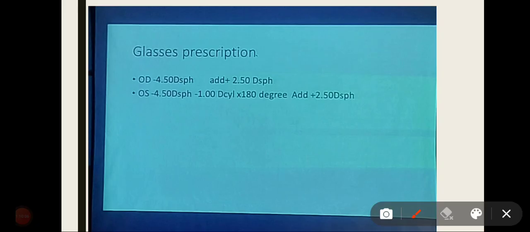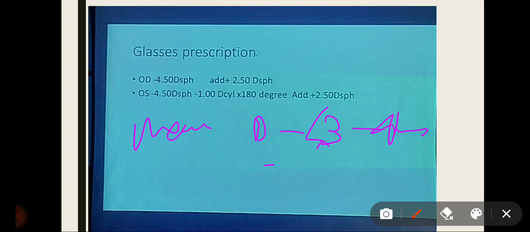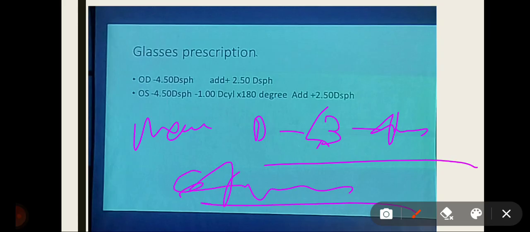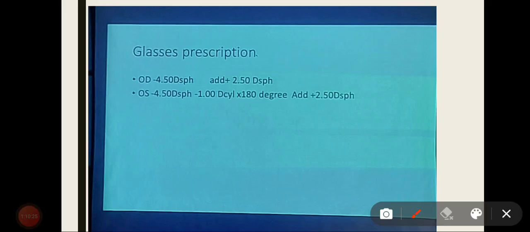Near PD is usually 3 to 4 millimeter lesser. For example, 64 millimeter. So you know, guys, how to read the glass prescription now.